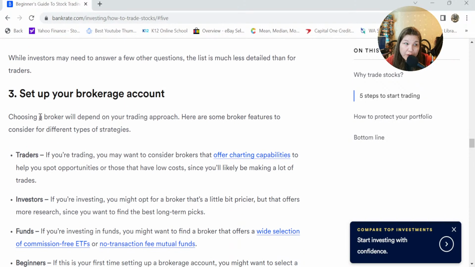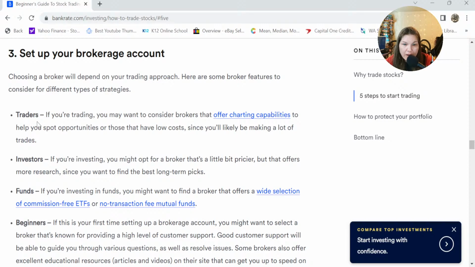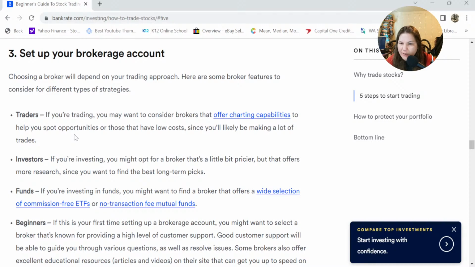So, third, you need to set up your brokerage account. Choosing a broker will depend on your trading approach. Here are some broker features to consider for different types of strategies. So if you're trading, you may want to consider brokers that offer charting capabilities to help you spot opportunities, or those that have low costs, since you'll likely be making a lot of trades. Day traders might make a lot of trades. They don't want to pay commissions on every trade, so they want to find a broker that gives them free commissionless trades.